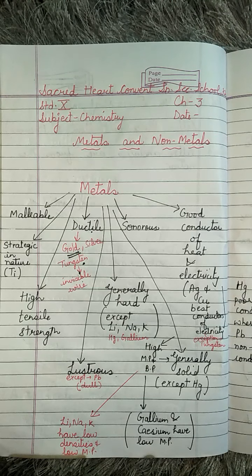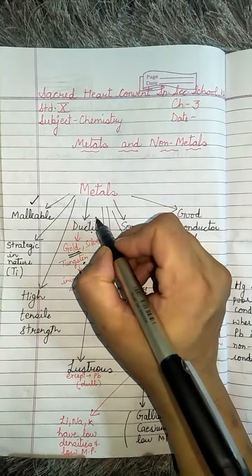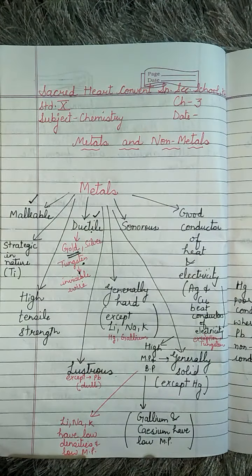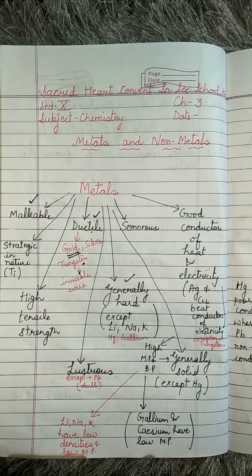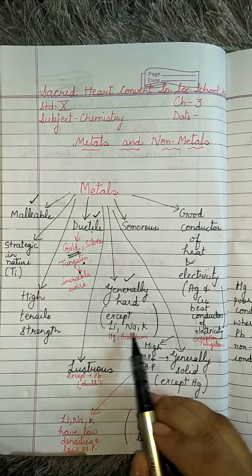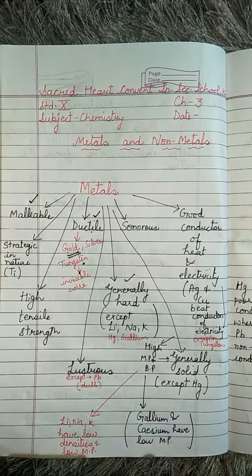Okay, then the third property. Malleability I have discussed, ductility I have discussed. Now comes: metals are generally hard. Fine. Metals are generally hard, except, what are the exceptions? Lithium, sodium, potassium, mercury and gallium.